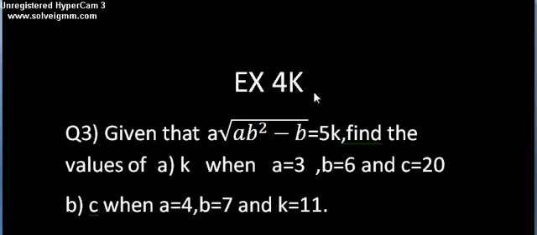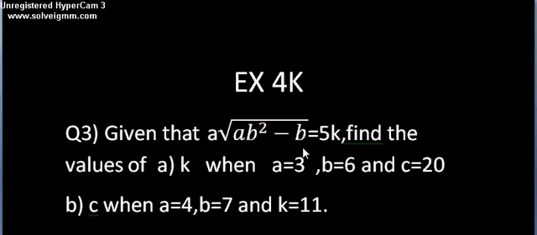Exercise 4K. This is the last exercise of our chapter 4. These questions are very easy. By substitution method, you can find the unknown values. For example, in question number 3, given that a into the square root of ab square minus b equals to 5k, find the value of k when a equals to 3, b equals to 6 and c equals to 20.